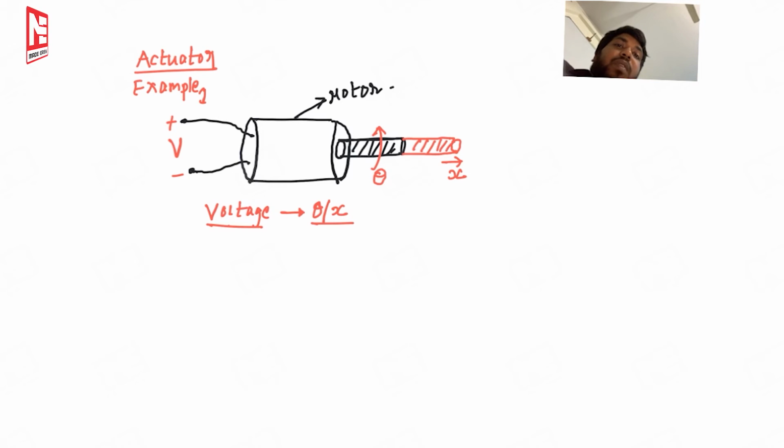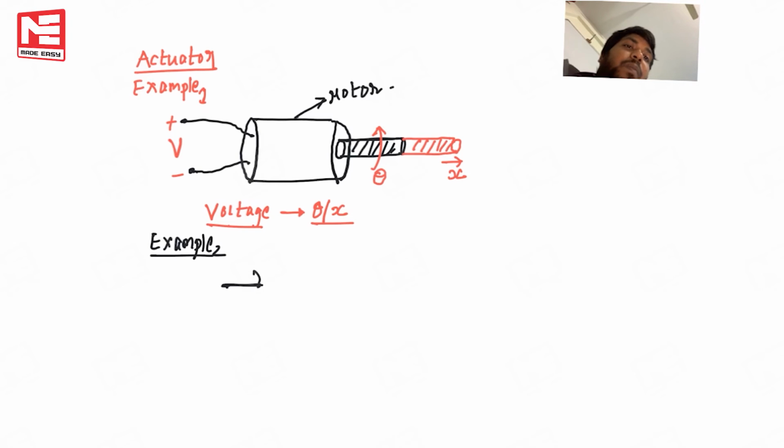Now let me consider one more example here. Suppose I take a second example, let me call this example 2. Let me take a simple hydraulic chamber here, a cylindrical chamber, something like this.